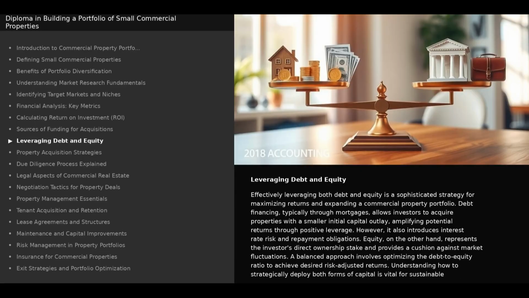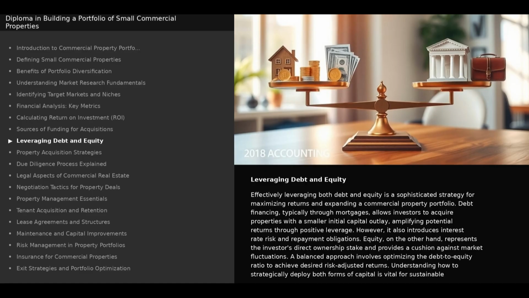Leveraging debt and equity effectively. Leveraging both debt and equity is a sophisticated strategy for maximizing returns and expanding a commercial property portfolio. Debt financing, typically through mortgages, allows investors to acquire properties with a smaller initial capital outlay, amplifying potential returns through positive leverage. However, it also introduces interest rate risk and repayment obligations.